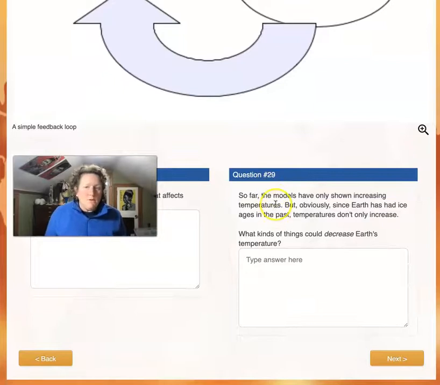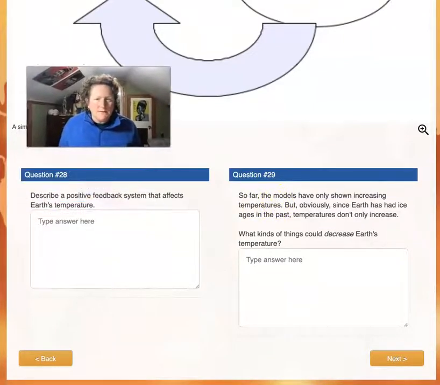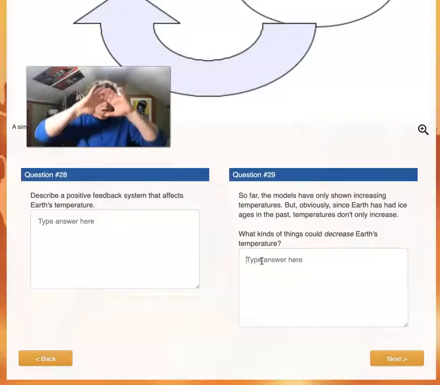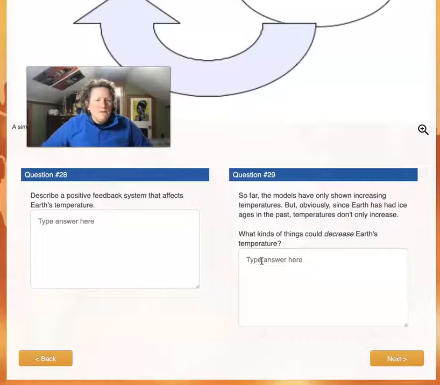So far, the models have only been showing increasing temperature, but obviously, since Earth has had ice ages in the past, temperatures don't always increase. What kinds of things decrease Earth's temperature? Well, there was a year called the year without summer, and that happened after a volcano put a lot of dust all over the atmosphere, and it shaded the sun from heating the entire planet. And that was a positive feedback cycle.